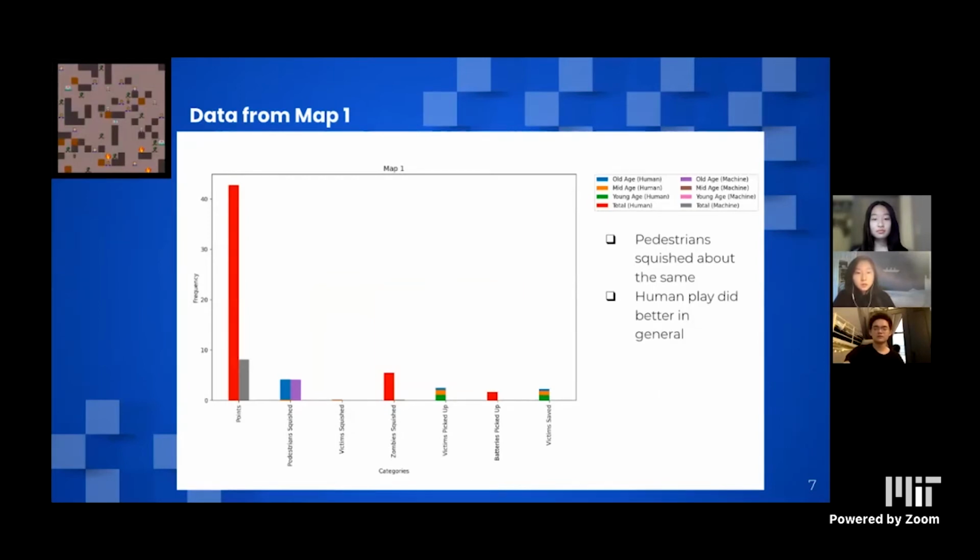Then for the actual data collection, we had them play 5 preset maps. For the machine data, we trained the AI and then let it play the 5 preset maps multiple times. With each play, we collected data on what map is being used and other stats, such as the NPCs squished, picked up and saved, their age groups, the batteries picked up, and more.